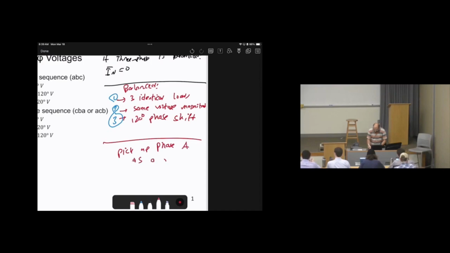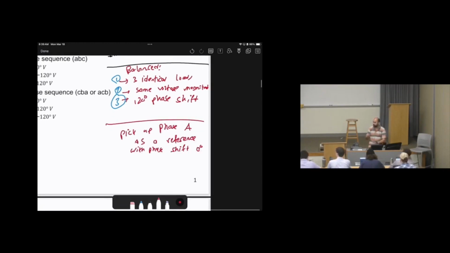As a reference, with phase shifts 0. That's what we will do in a three-phase system. We will assume phase A with phase shift 0. So here is phase A, phase shift is 0.